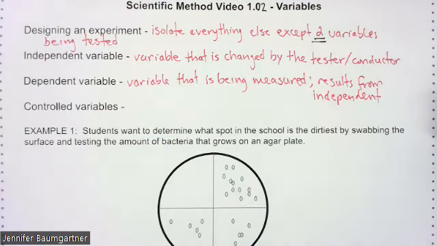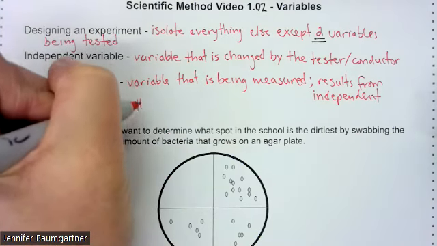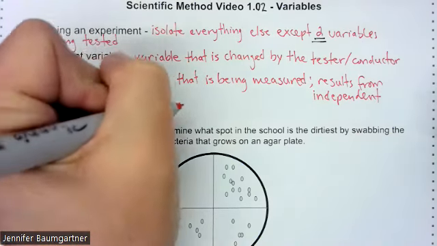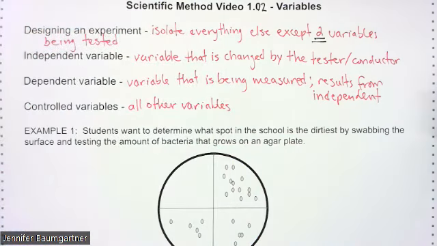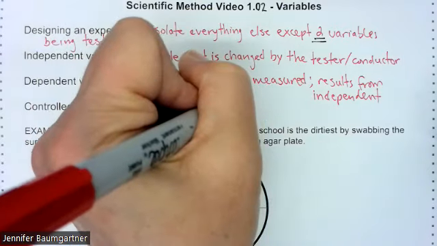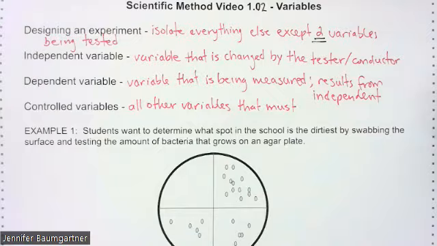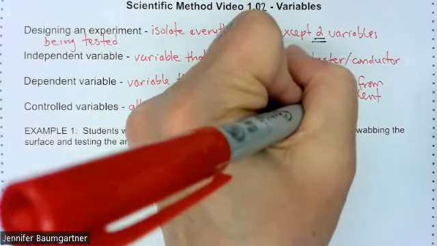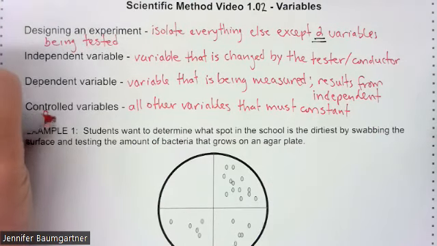So the controlled variables are everything else besides the independent and the dependent. They have to stay the same between all of the trials. So these are all other variables that have to be the same from trial to trial, or constant. We could say they must be constant from trial to trial.